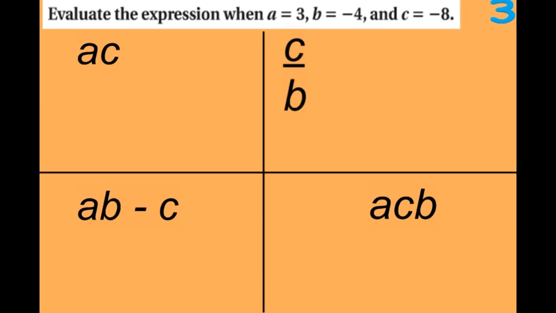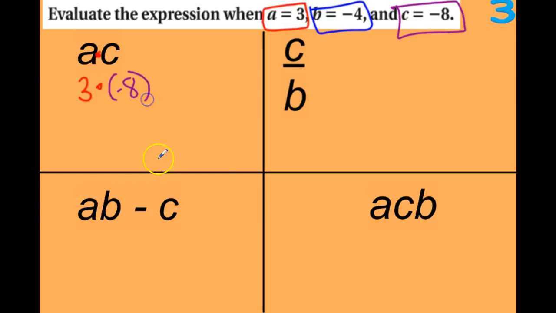Flip over to the next page. We're just evaluating when A is 3, B is negative 4, and C is negative 8. So again, if these two are touching, that means multiply. So we have A multiplied by C. Well, A is 3 multiplied by C, which is a negative 8.